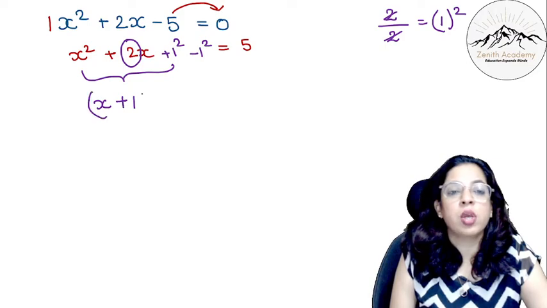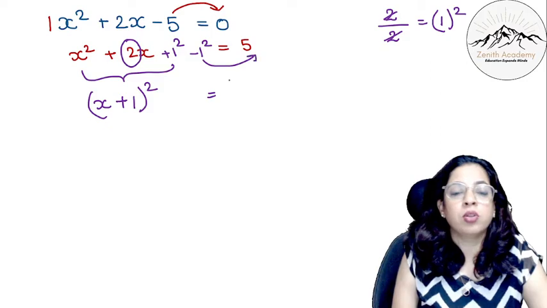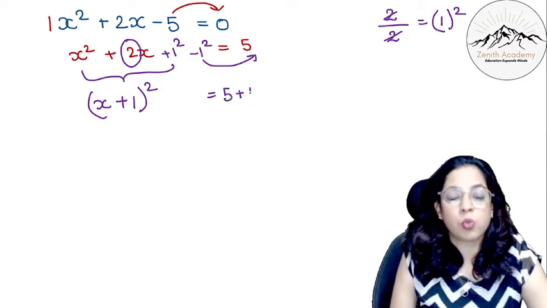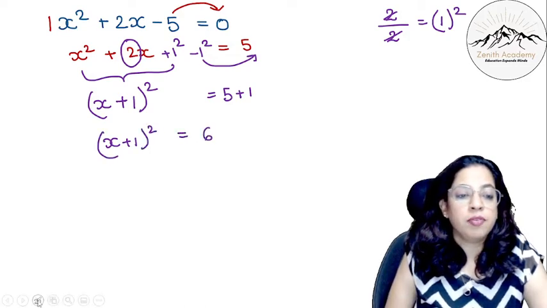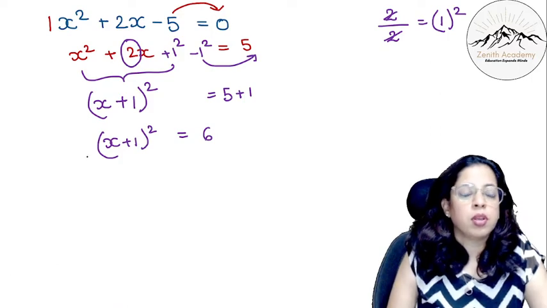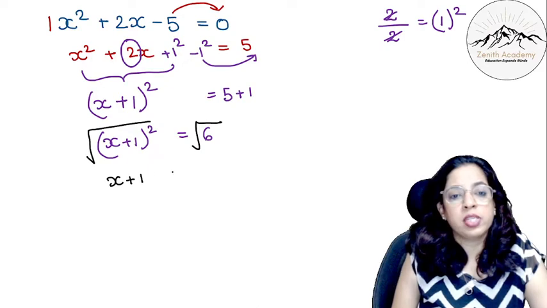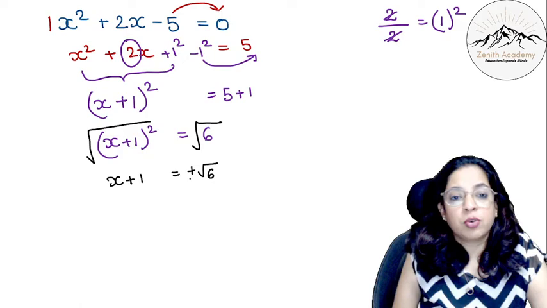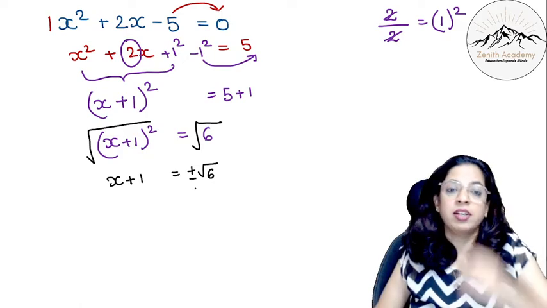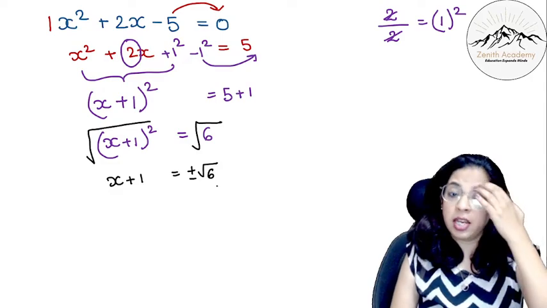So x plus 1 whole square is equal to, take this minus 1 on the other side. So it becomes 5 plus 1. So x plus 1 square is equal to 6. Now if you take the square root, like this, so you will get x plus 1 is equal to root 6. And when you take out root, it is plus minus. Now it is not a whole number. Okay, roots, it is an irrational number.